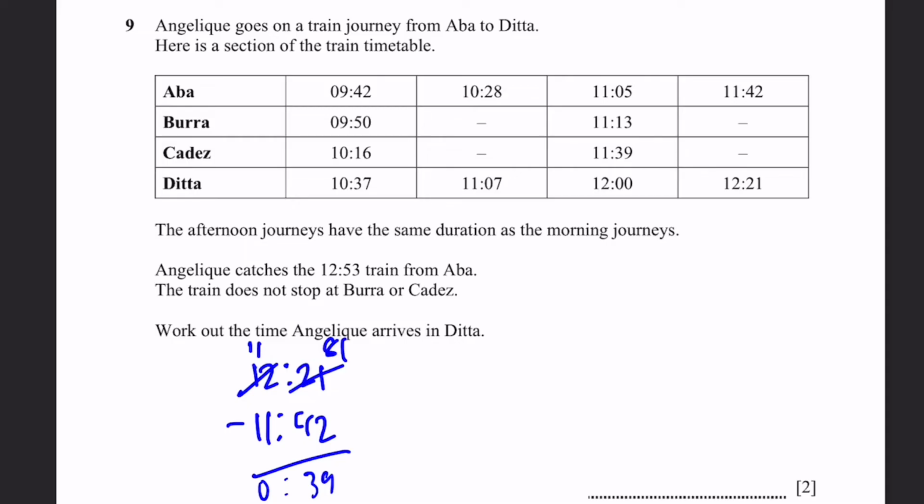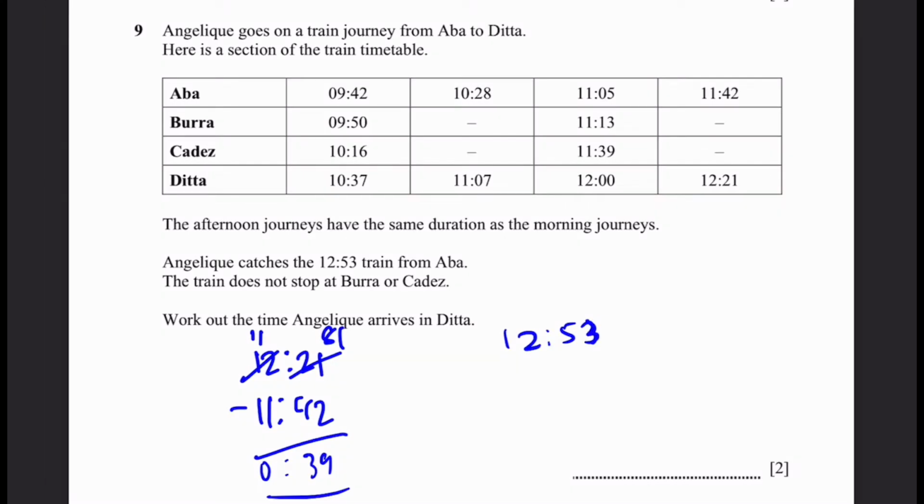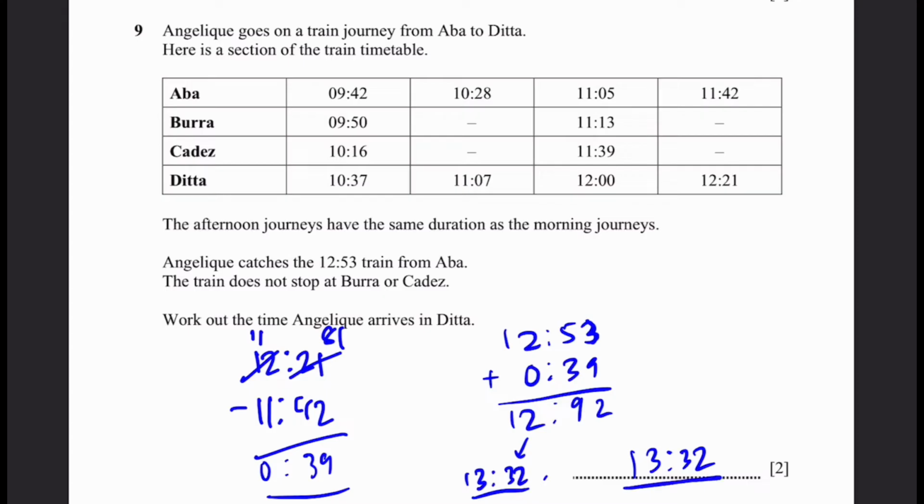And now the time that she arrives in Dita is going to be 12:53 plus 0:39. So that will be, we put a 2 here. This will become a 9. This will be 12. So we can write this as 13:32. So it's 1:32 p.m. That's the answer. Let's go to question 10.